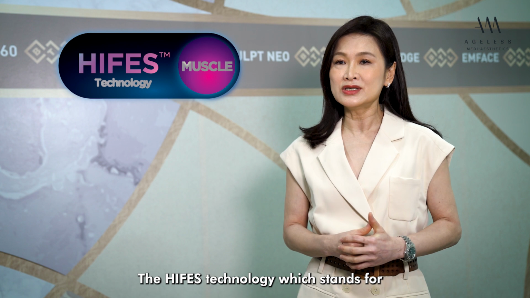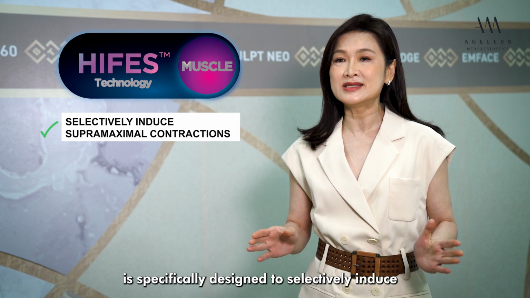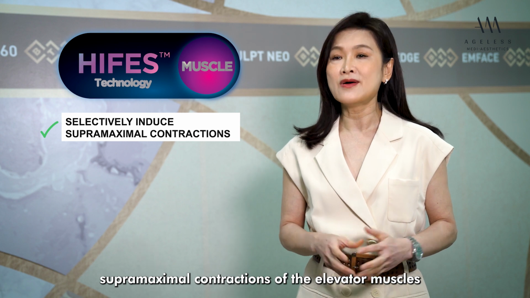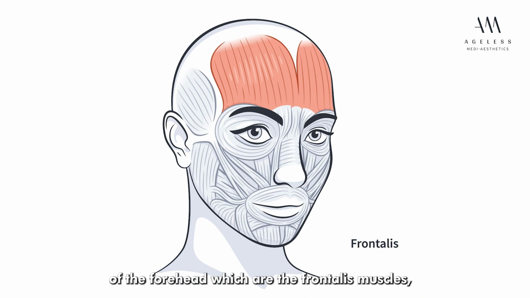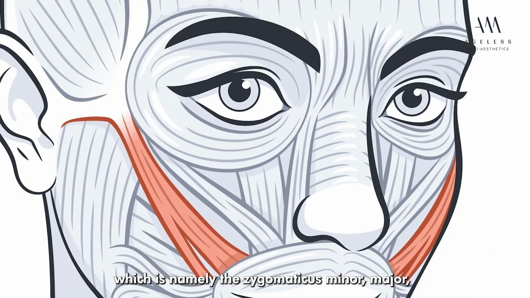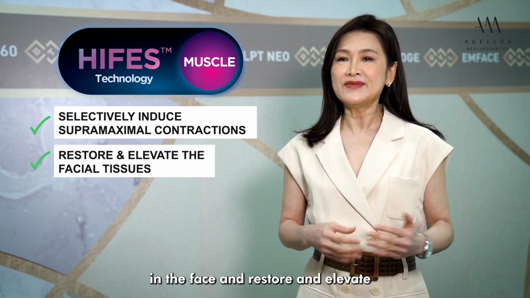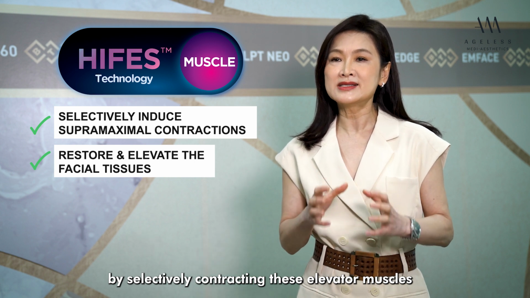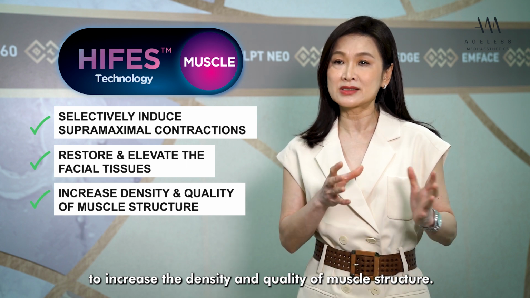The HIFES technology, which stands for High Intensity Focused Electrical Stimulation, is specifically designed to selectively induce supramaximal contractions of the elevator muscles of the forehead, which is the frontalis muscles, and the elevators of the midface, which are namely the zygomaticus minor, major, and the risorius muscles in the face. It restores and elevates the supports of the facial tissues by selectively contracting these elevator muscles to increase the density and quality of these muscle structures.